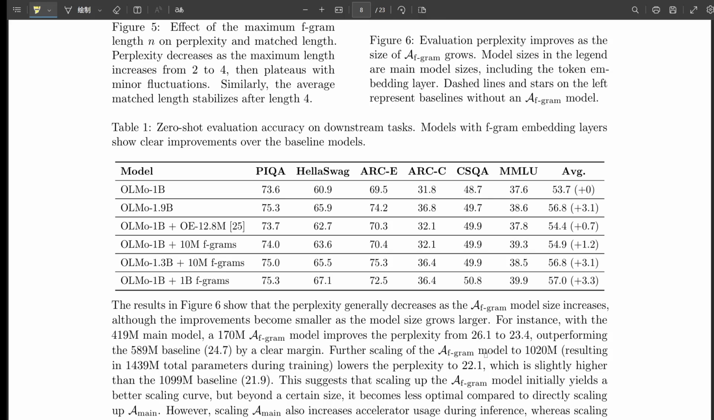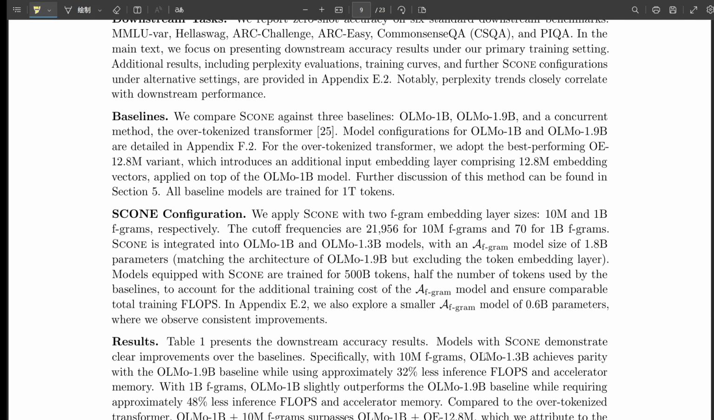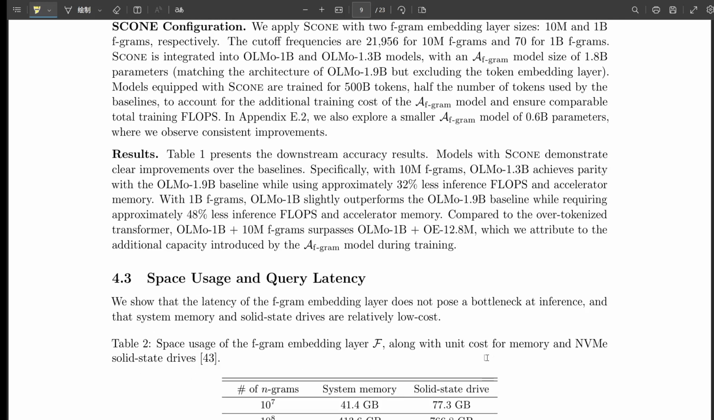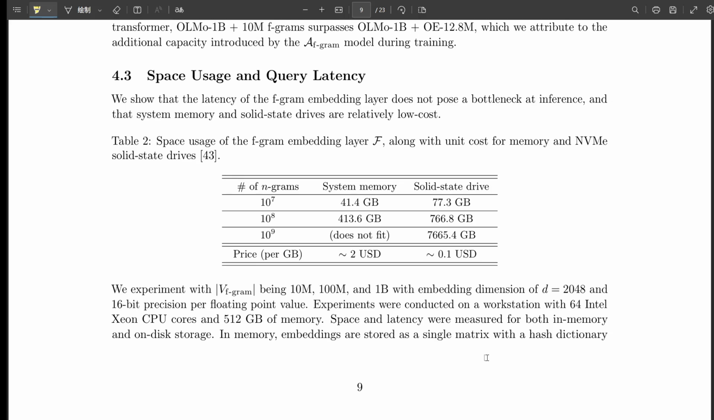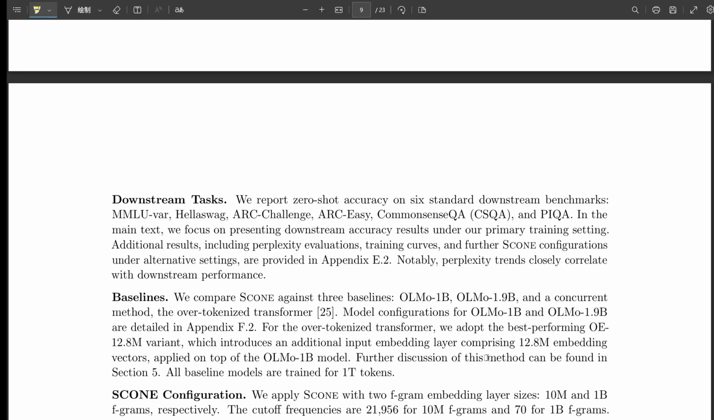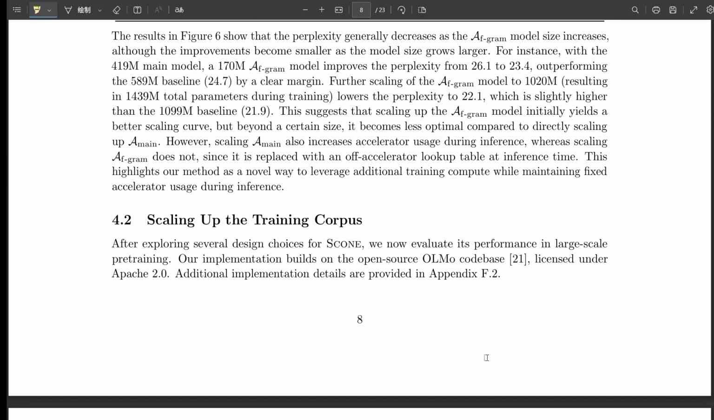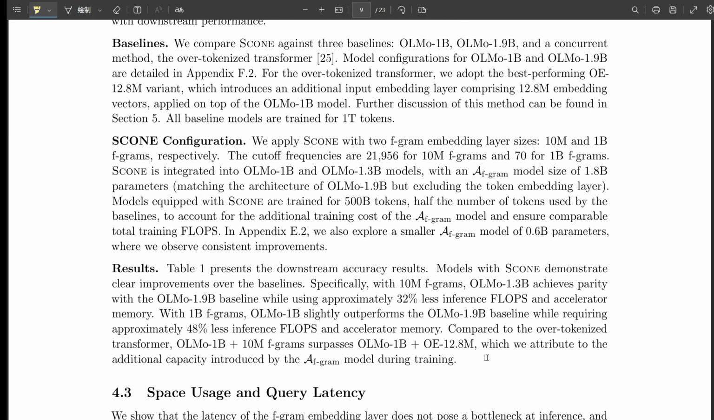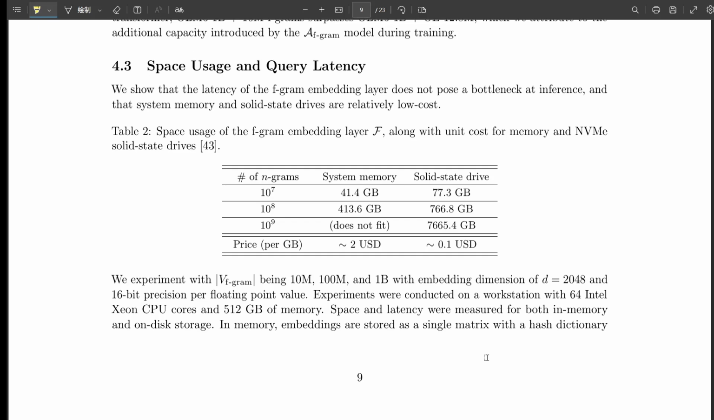So the big question, how did models trained with SCONE actually perform against standard models? What were the results? They ran large-scale tests using the OLMo framework. Section 4.2, Table 1 lays it out, and the headline result is pretty compelling. They state, a SCONE model with 1B accelerator-resident parameters outperforms a 1.9B baseline that requires approximately 2 times more inference FLOPs and accelerator memory. Wait, say that again.